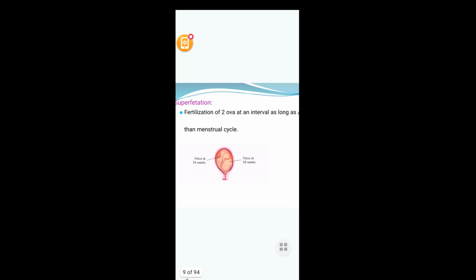Coming to the definition of superfetation, it is fertilization of 2 ova at an interval as long as or longer than a menstrual cycle.